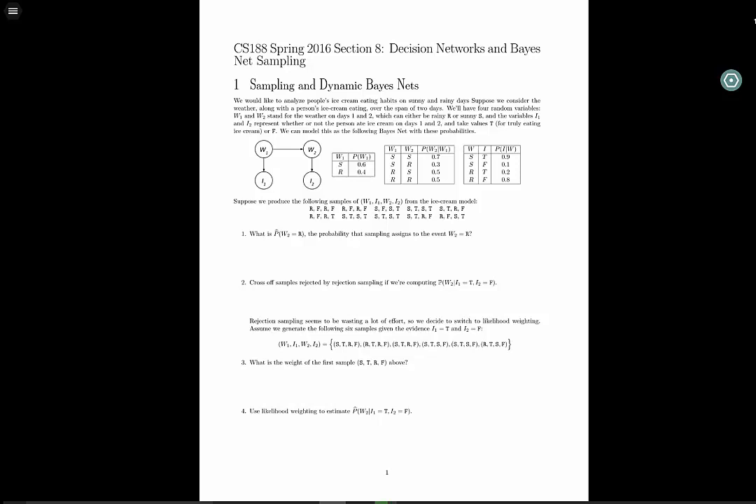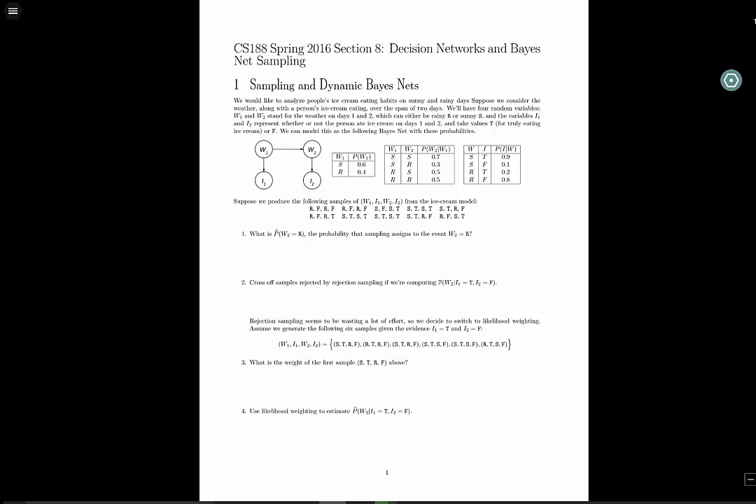The problem says that we would like to analyze people's ice cream eating habits on sunny and rainy days. Now suppose we consider the weather along with a person's ice cream eating over the span of 2 days. We'll have 4 random variables: W1 and W2 stand for the weather on days 1 and 2, which can either be rainy R or sunny S, and the variables I1 and I2 represent whether or not the person ate ice cream on days 1 and 2, and take values T for truly eating ice cream or F. We can model this as the following Bayes net with these probabilities. So we see that ice cream depends only on the current weather.